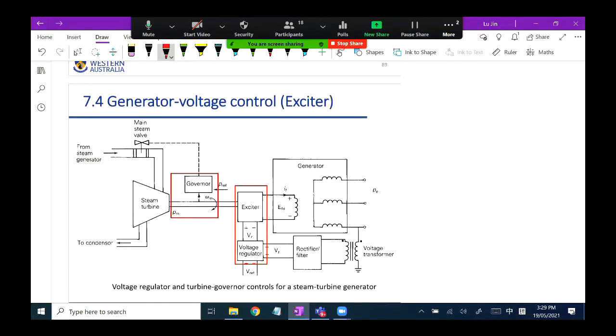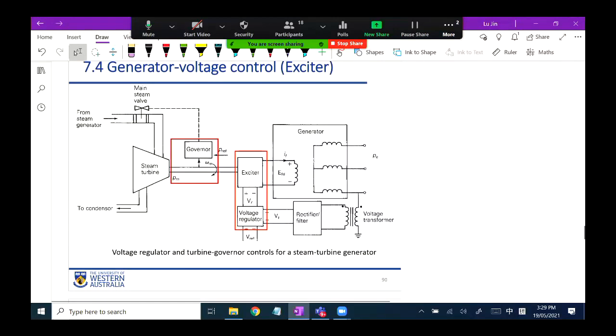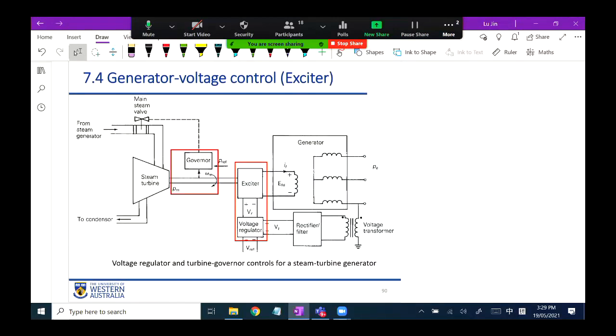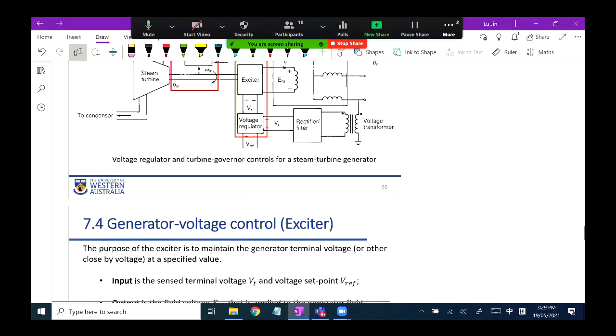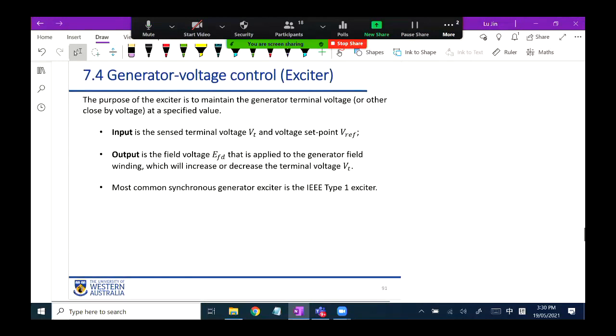Section 7.4 is another topic about the exciter. This part is just a general introduction. I don't want to waste the time of the lecture going through this part. I don't think we will have any questions in the exam related to section 7.4. So for this general introduction, please go through that by yourself. We just introduce the functionality of the exciter in the AC power system, okay?